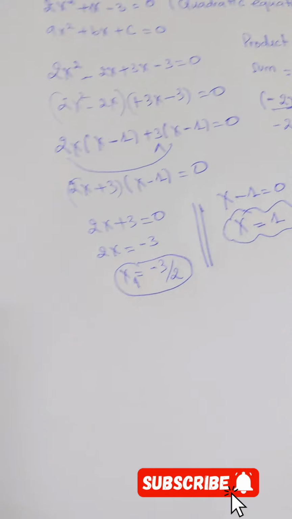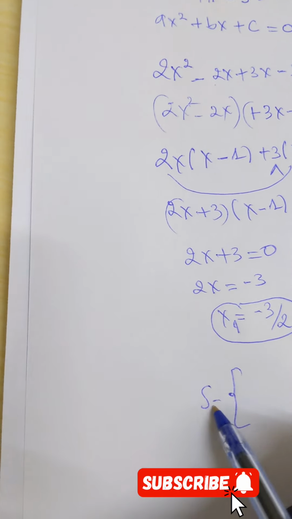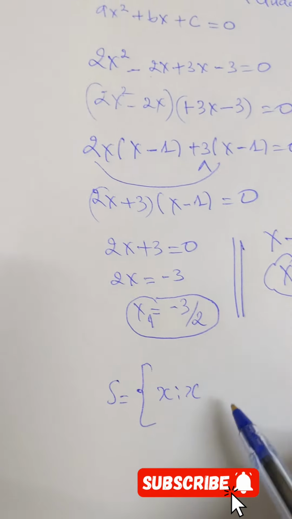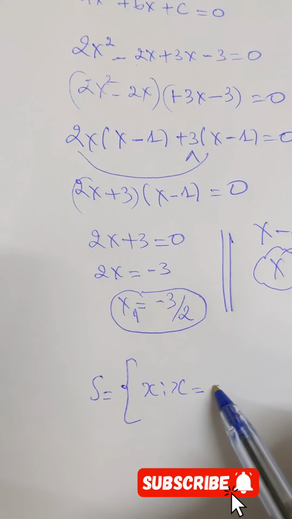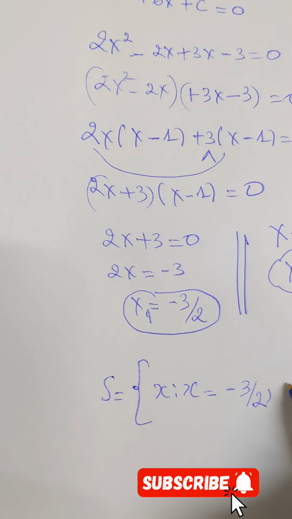So to mean that the solution is x equals minus 3 over 2 and 1.